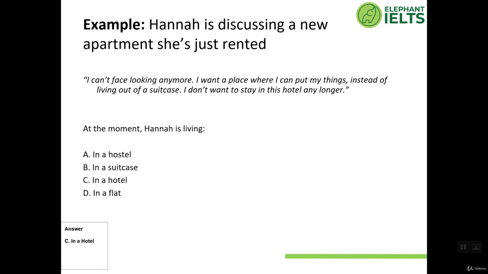We heard suitcase mentioned, but is it likely she's living in a suitcase? Highly unlikely, isn't it? So even if we didn't hear the answer, we can probably eliminate B, a suitcase. So you can see again, you may hear the word that's in the option, but that's likely to be a trap, as it was here. Listening is full of traps. The answer, of course, is C, in a hotel.